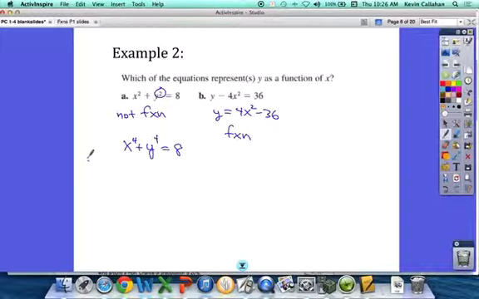So you said if it's raised to an odd number, then it is a function? Yeah, just like this one here. This y is raised to the first power, which is y. That's why it's a function. We're good?